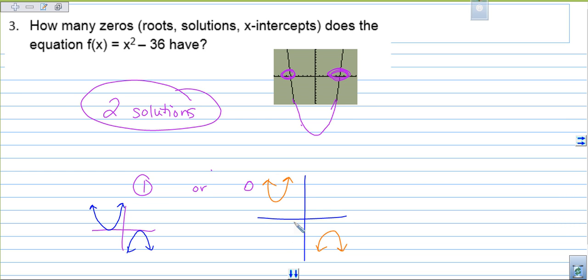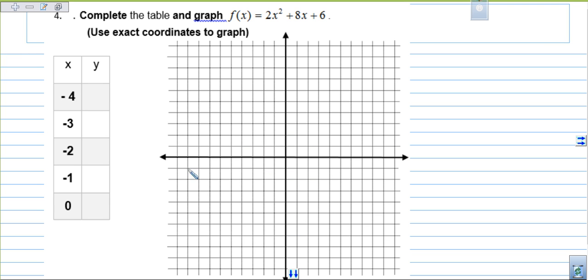Okay? Question 4. Complete the table and graph. This is very simple to do. I'll show you the 2 methods to do it, and they'll ultimately be the same. So I'll show you how to do it the long way, and then I'll show you how to use your calculator to do it, and I will graph it only one time. Okay? So the first thing you want to do is find the middle coordinate, which is always going to be your vertex.